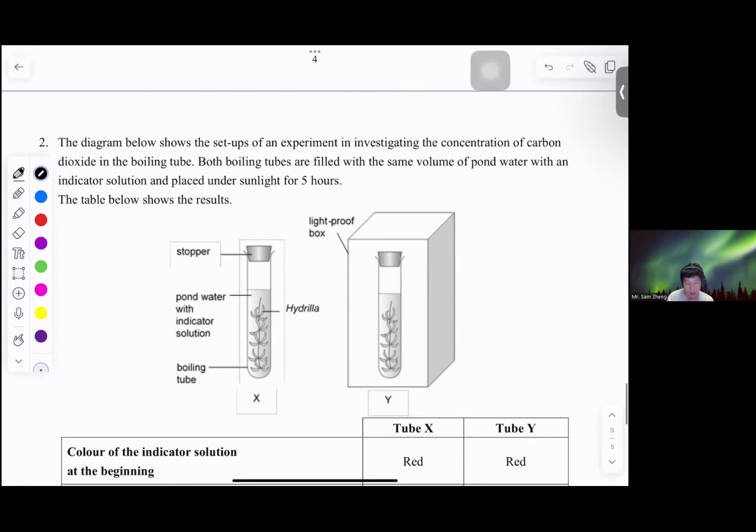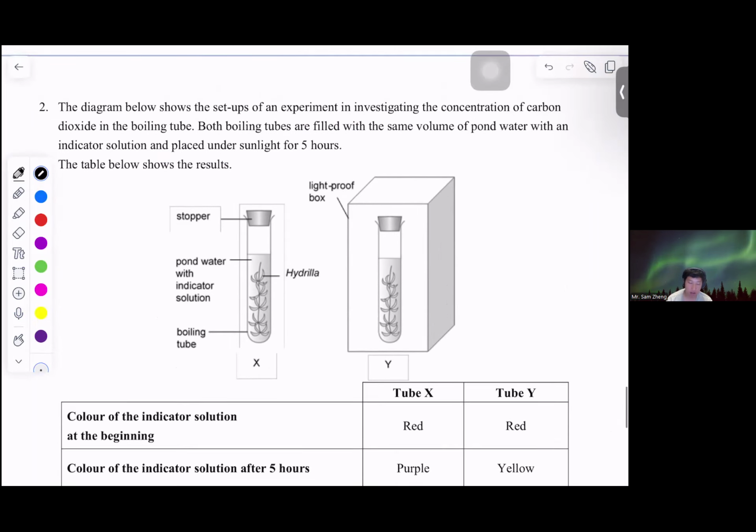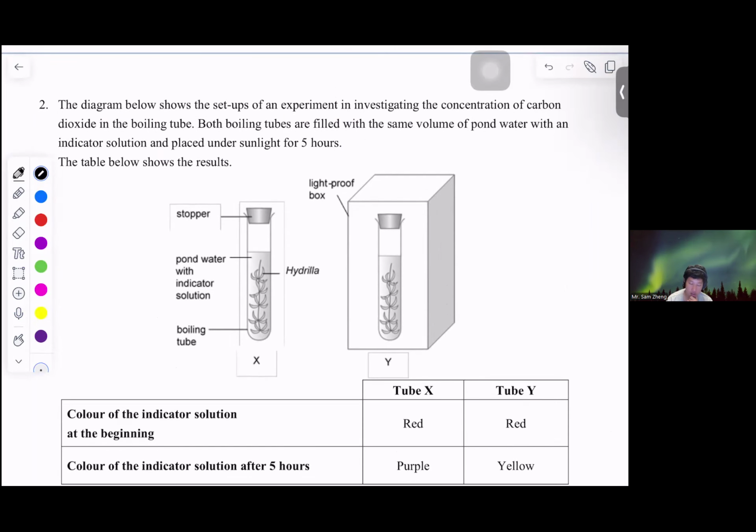So next, we move on to the diagram below, which shows the setup. Another setup, but this time the setup is a little bit special. We try to investigate the concentration of carbon dioxide in the boiling tube. We can see that both boiling tubes are filled with the same volume of pond water with an indicator solution and placed under the sunlight for 5 hours.